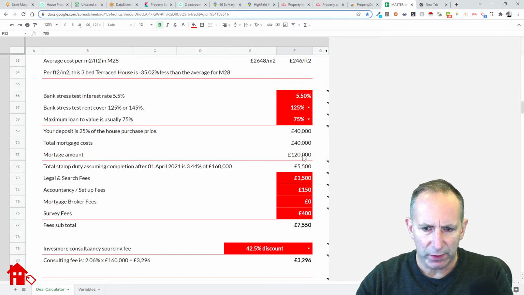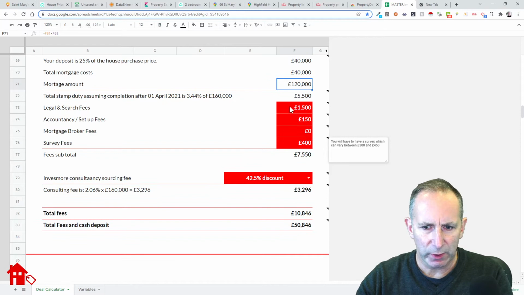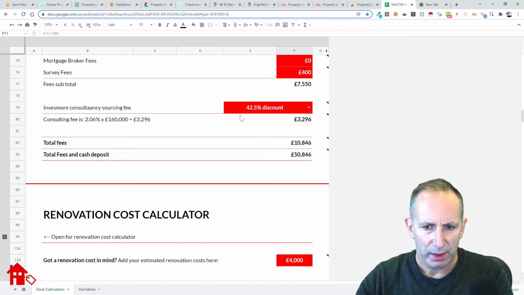Let's assume 75% LTV, therefore a 120 grand mortgage. Then we have stamp duty based on my profile. Then I've got all the other background costs. If you're not using us, this isn't relevant. If you are, then there's a sourcing fee.